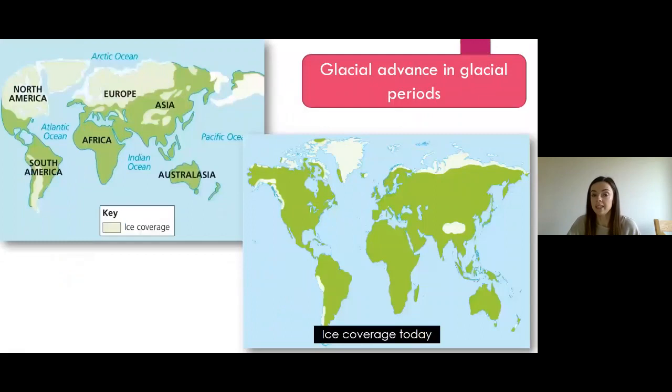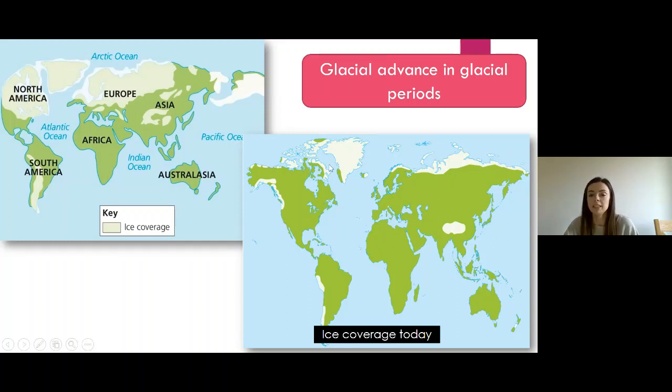So here we have a map showing the ice coverage in glacial times, which we've got here on the left. And as you can see, the ice has advanced quite south, nearer to the equator. So the equator is at 0 degrees. It has advanced from the poles closer to the equator. So you can see here, Northern Europe is covered, United Kingdom. It's not a very good geographical map, but North America is covered in ice.